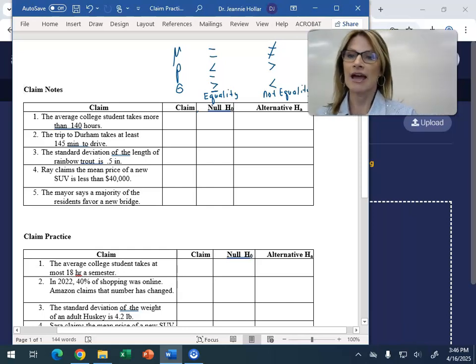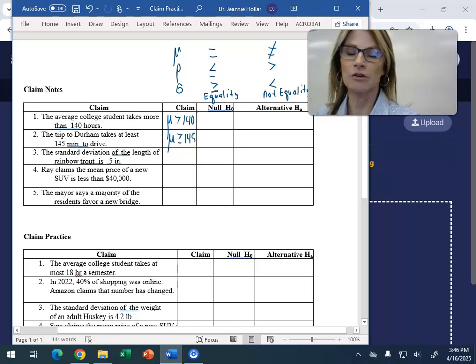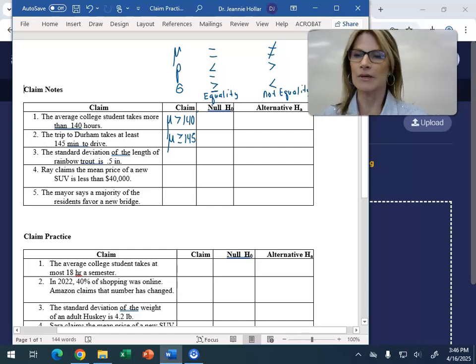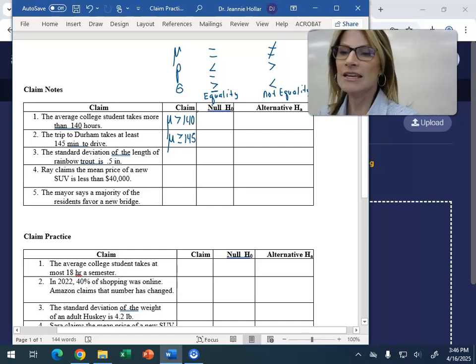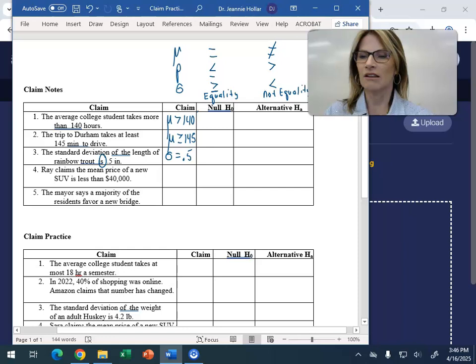So if we start out, the average college student takes more than 140 hours. That would be a mean. More than 140 hours. The trip to Durham takes at least 145 minutes to drive. At least would be greater than or equal to 145. So we're just writing the claim to begin with. The standard deviation is equal to 0.5 inches. So we're just writing the claims.